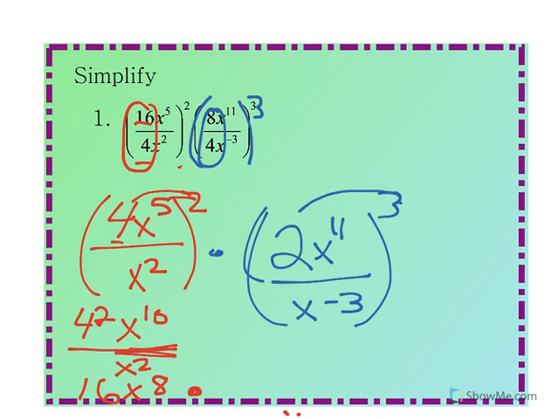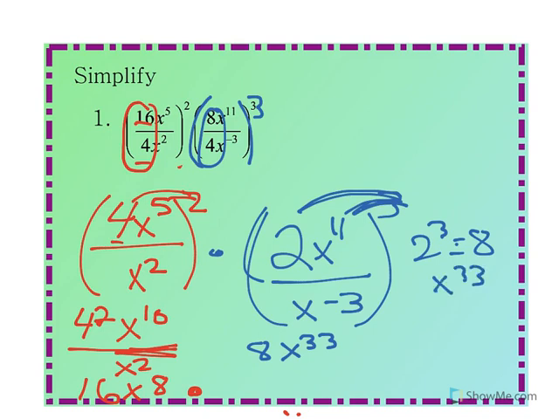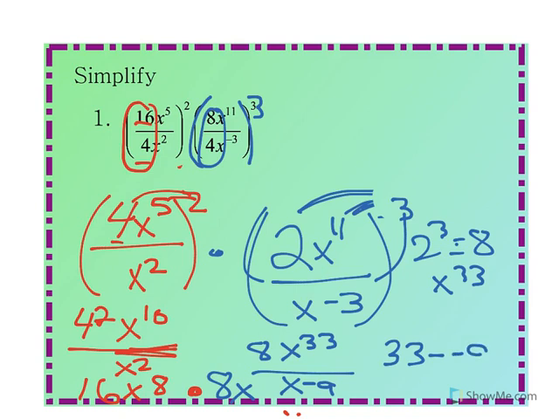We're going to distribute our exponent, so that becomes 8x to the 33rd. Remember, it's 2 to the 3rd power, which is 8. And then we multiply 3 times 11, and we get x to the 33rd. Don't forget to distribute this third exponent to the denominator. That becomes x to the negative 9th. If I were to simplify, that is 8x, and then we've got 33 minus negative 9, which becomes a positive 42.